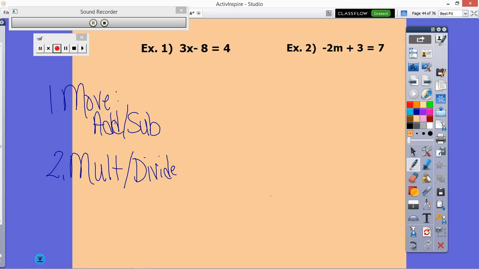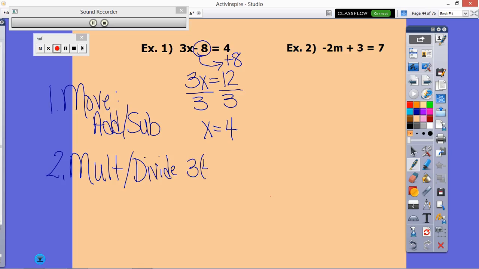So as we look at our first example here, we have 3x minus 8 equals 4. The first thing we see is the subtraction of 8. That's going to move across the equal sign to become a plus 8. And we're now going to end up with 3x equals 12. At that point, we're ready to multiply or divide. 3 times x equals 12, so we're going to need to undo that multiplication with division so that x is equal to 4. We certainly need to check our work. So 3 times 4 minus 8, that's 12 minus 8 is 4, and that's correct.